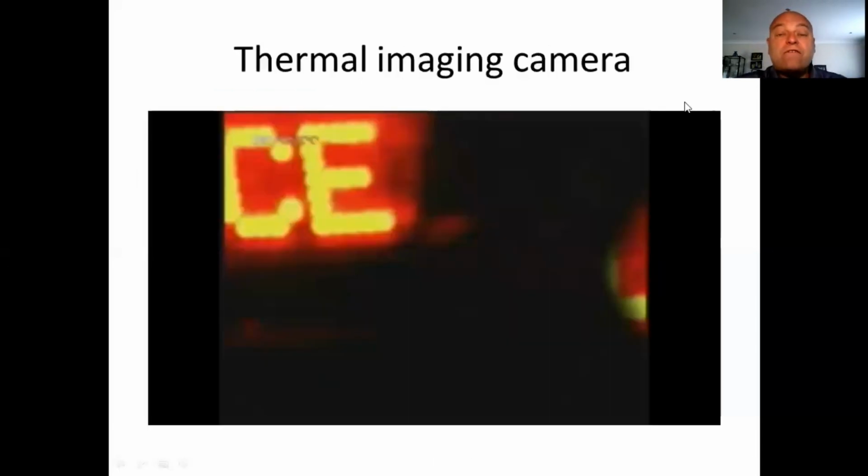Another example of infrared radiation now, this time it's a thermal imaging camera. A thermal imaging camera is very good at picking up quite low levels of infrared radiation.